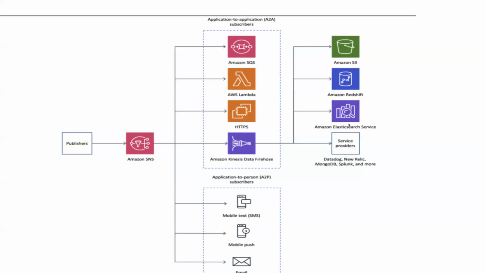Imagine Elasticsearch is an index. So what happens is you can have logs stored in S3. It could be CloudTrail logs, it could be any kind of logs, or just your regular files. You could have it in Redshift, Elastic, all this.